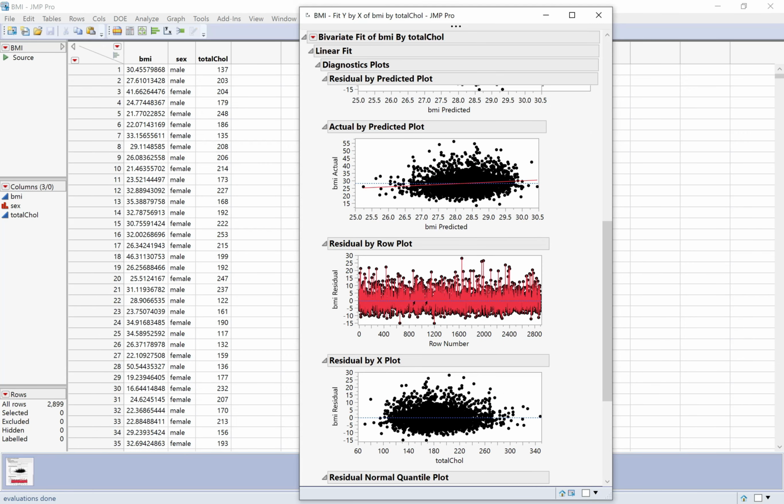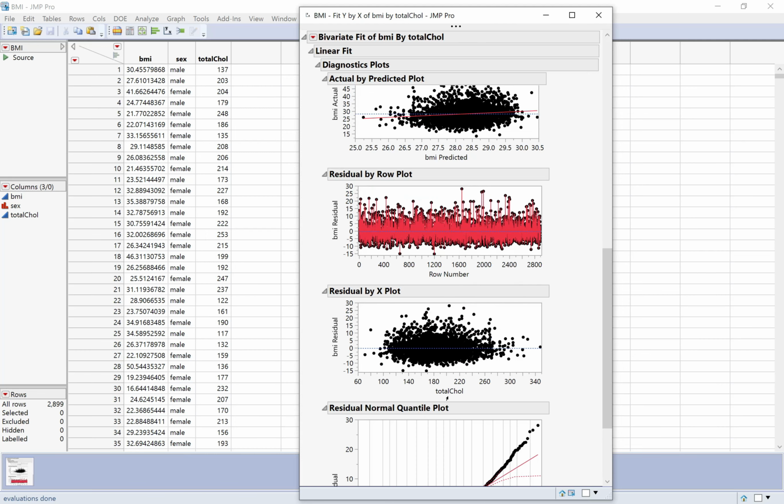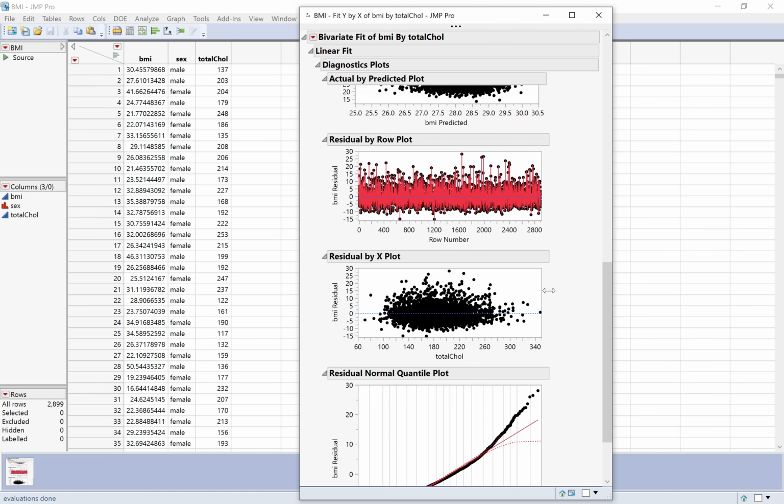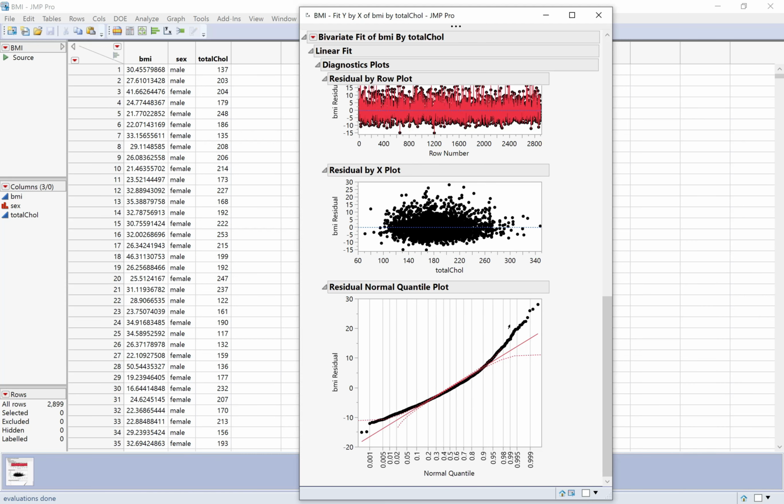Residual by row, that would be more if you had like a time series or something and you were worried about independence. Here's our residual by x plot that we discussed. And here's that normal QQ plot. So we can see we've got the little curve that indicates non-normality. That's consistent with the histogram.